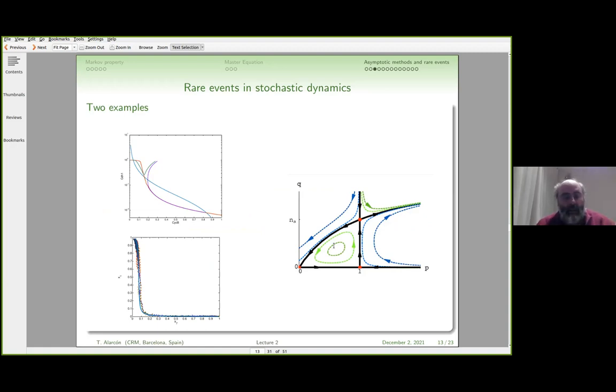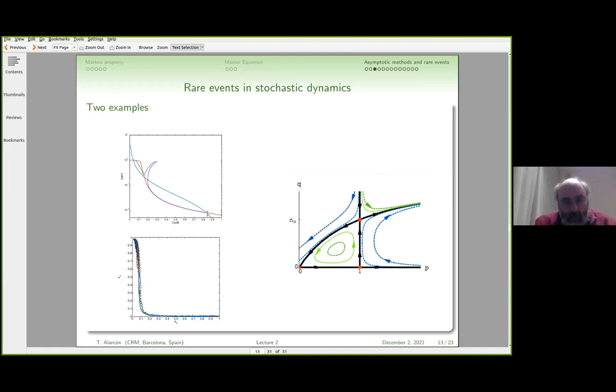We were seeing the other day two examples of this. One would be this transition between two states. Here we have an example in which the system starts fluctuating around this stable steady state of the deterministic dynamics. This is the same example that we saw the other day.